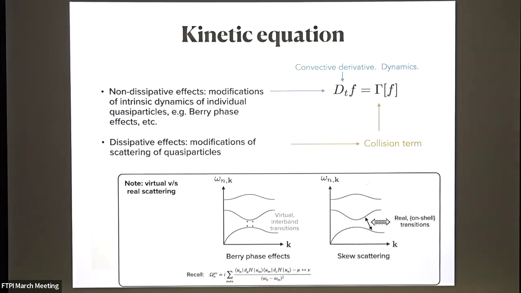Okay. So we will break up the kinetic equation into two parts. One, which will include these intrinsic effects, so band curvature effects, and the other will include what comes into a collision term. So actual, real scattering with external particles, for example, where you might have indeed a dissipation, etc. And then the left-hand side will include kind of virtual scattering, so band curvature effects, and in fact, other kinds of band geometry effects.